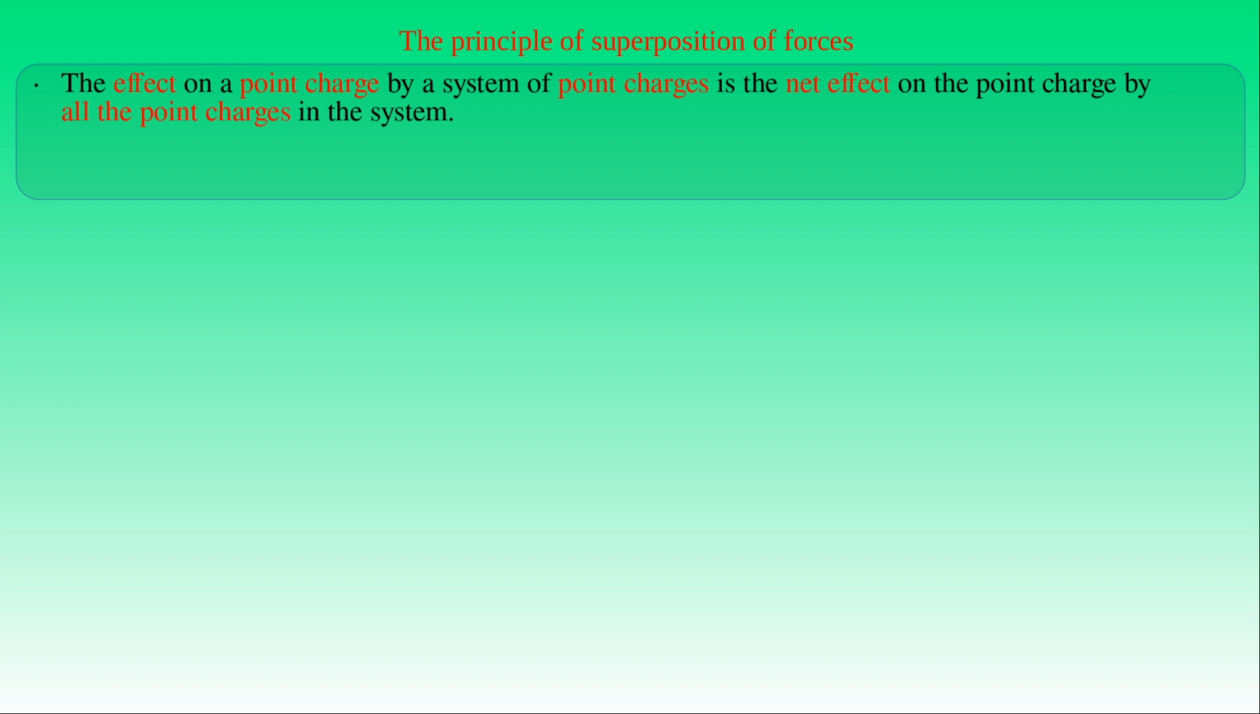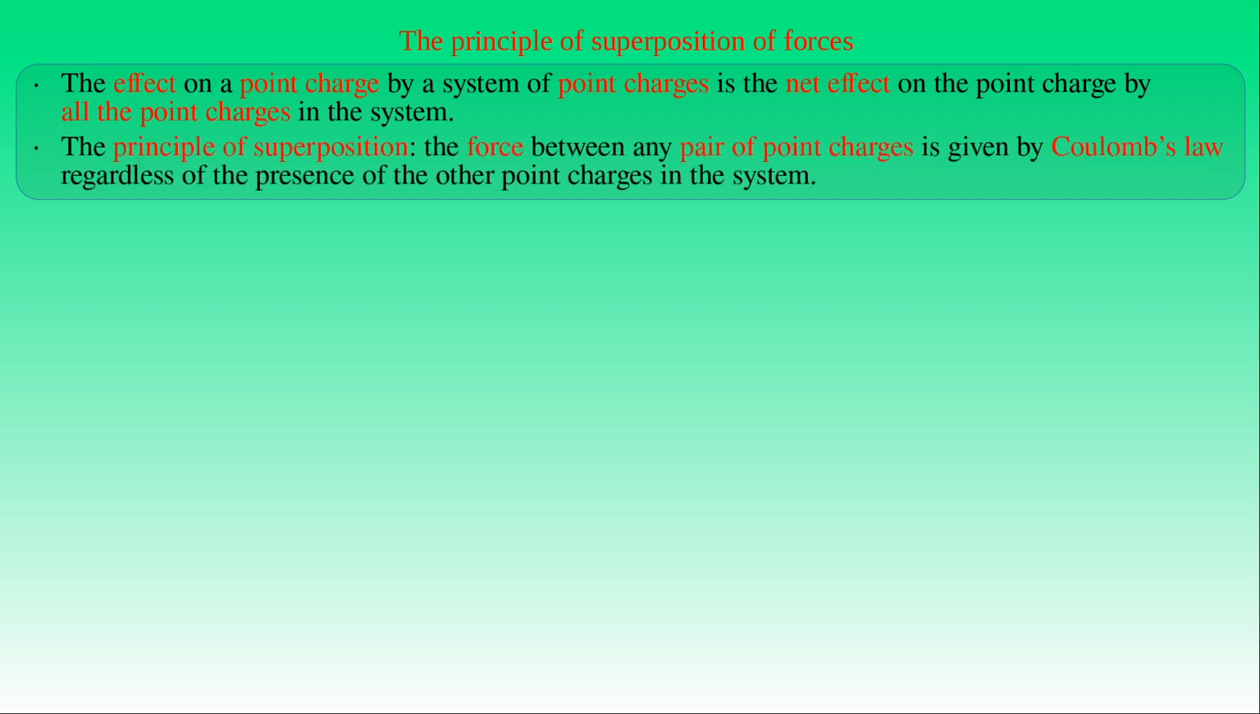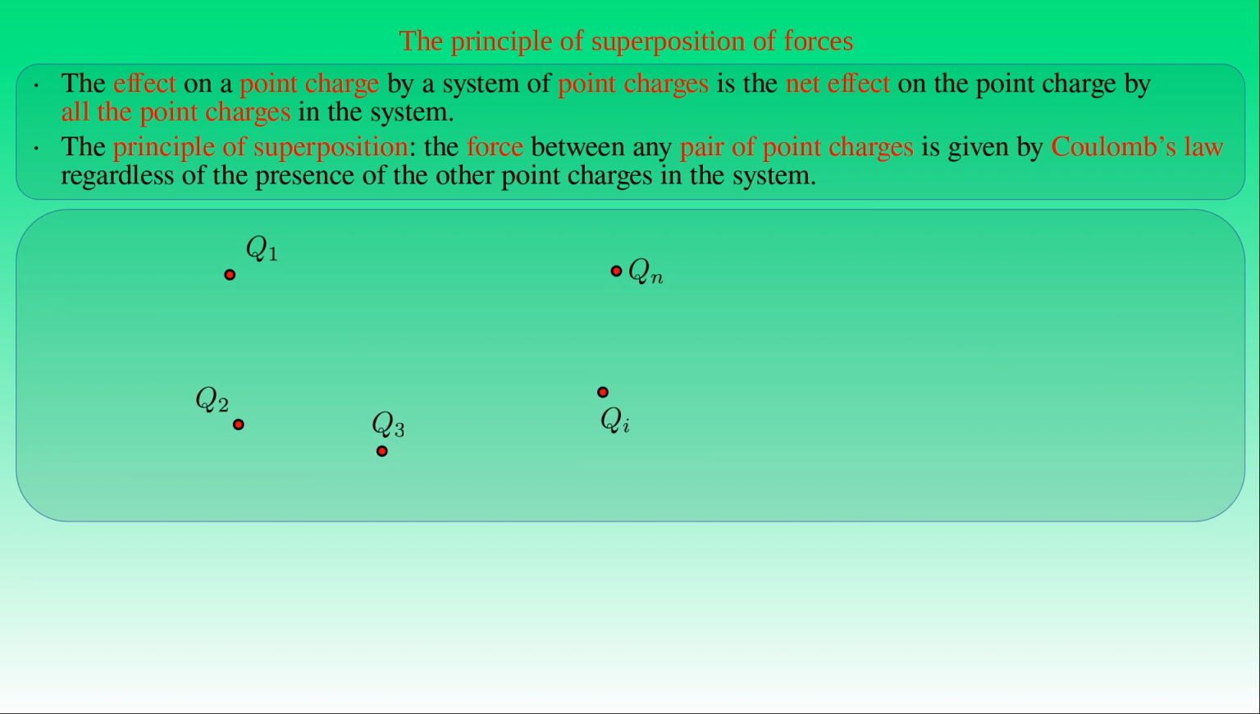In other words, the principle of superposition of forces tells us that the force between any pair of point charges is given by Coulomb's law, regardless of the presence of the other point charges in the system. We can illustrate this principle with the following example. Let us consider the system of charges Q1, Q2, Q3, ..., Qi, ..., Qn. For the sake of simplicity, we also assume that the system of n point charges consists of like charges, that is, all the forces are repulsive in the system. This restriction just determines the direction of the forces acting between the charges, which makes it easier to depict them in the figure. In the general case, the calculation of forces is the same, but the figure becomes more complicated.